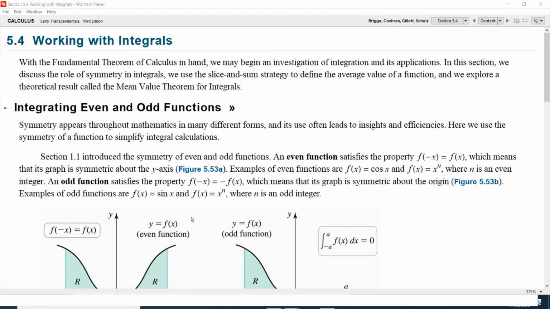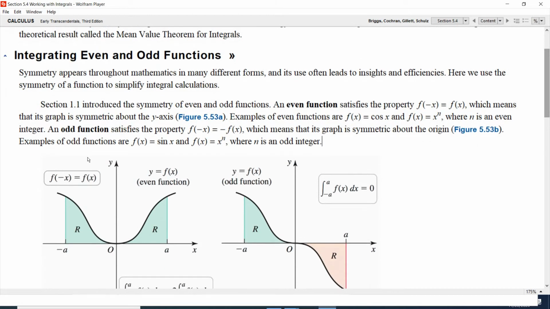Okay, so first of all, let's talk about even and odd functions. A function is said to be even if f evaluated at negative x is the same as f evaluated at x. These kind of functions have symmetry about the y-axis. So here's an example of a function that's an even function. Notice it has y-axis symmetry.